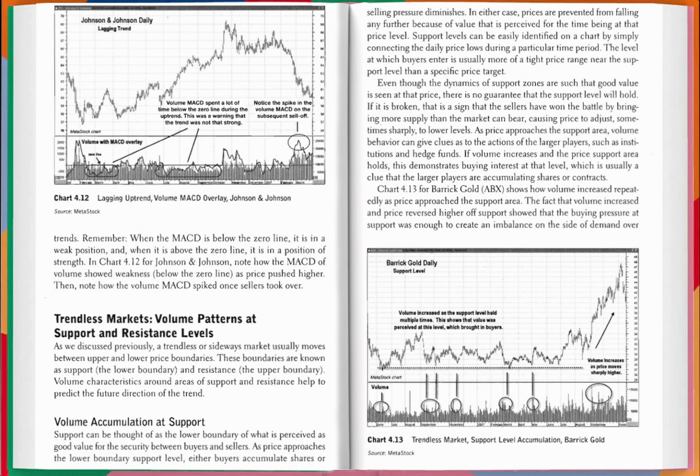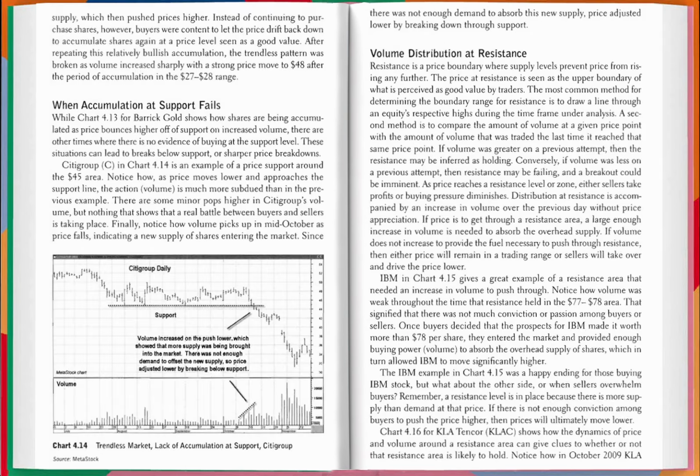Chart 4.13 for Barrick Gold, ABX, shows how volume increased repeatedly as price approached the support area. The fact that volume increased and price reversed higher off support showed that the buying pressure at support was enough to create an imbalance on the side of demand over supply, which then pushed prices higher. Instead of continuing to purchase shares, however, buyers were content to let the price drift back down to accumulate shares again at a price level seen as a good value.